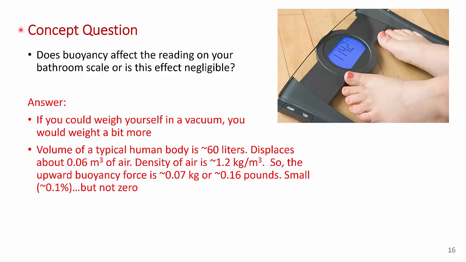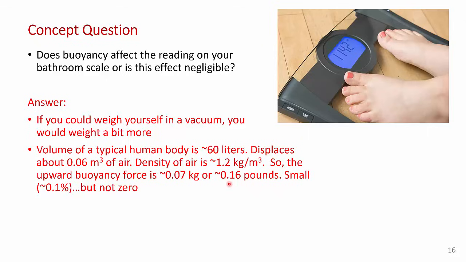The answer is, if you could weigh yourself in a vacuum, you would weigh a little bit more. You are displacing air. It's not large. It's not zero either. The volume of a typical human body, depends on the person, of course, is about 60 liters. So you're displacing about 0.06 of a cubic meter. You multiply that by the density, and you get that the upward buoyancy force is about 0.07 kilograms, or about 0.16 pounds. So it's small. It's about 0.1% of your weight. So we usually neglect it, but you should recognize that it's not zero.